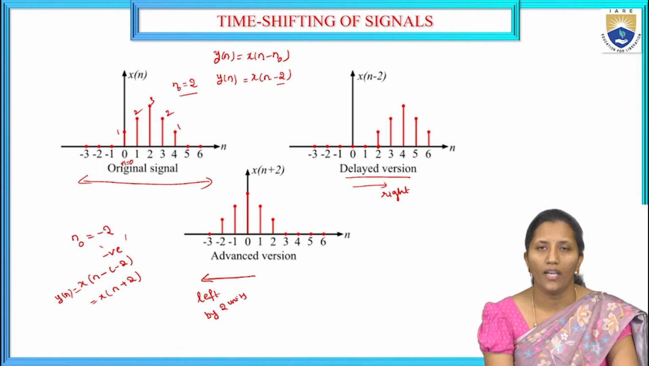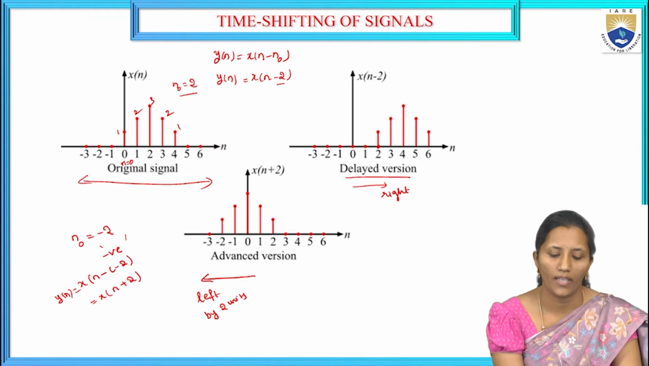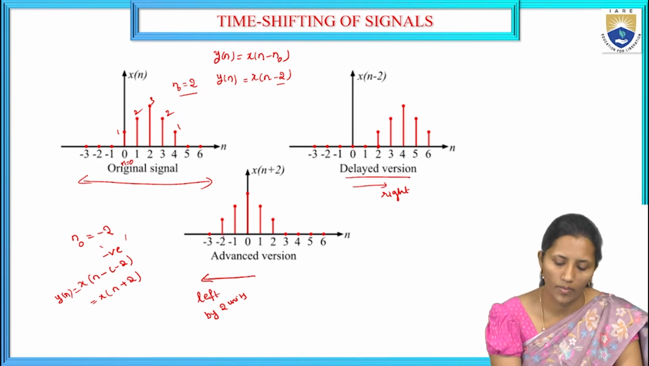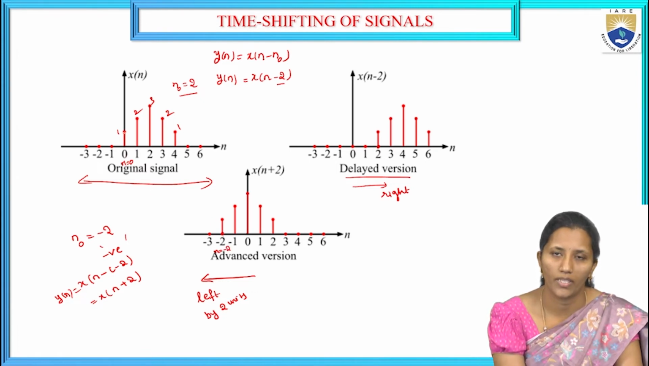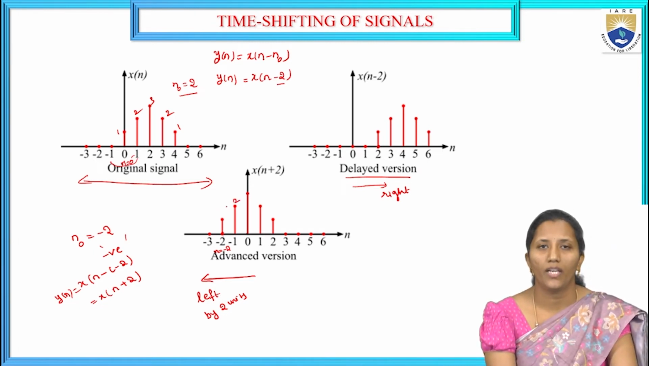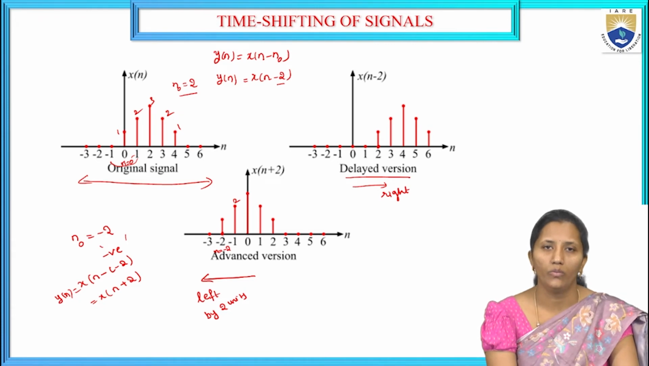Then we are going to get the advanced version of the signal. Here n is equal to 0, we are getting 1. That n is equal to 0 will be shifted 2 times to the left, so it will start from n is equal to minus 2. From n is equal to minus 2, we are getting sample amplitude 1. For n is equal to minus 1, this will be shifted by 2 units, so you are going to get the value 2 here. So it will be shifted to the left side by 2 units.